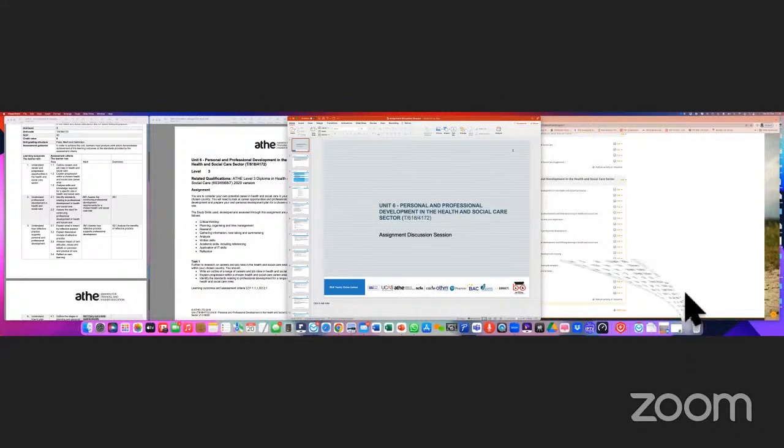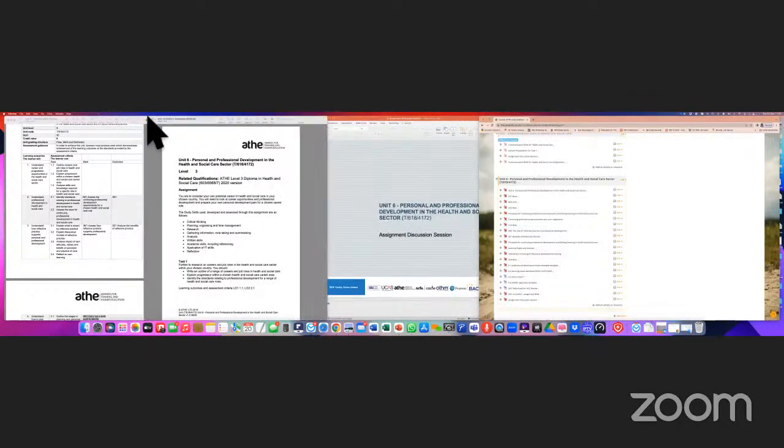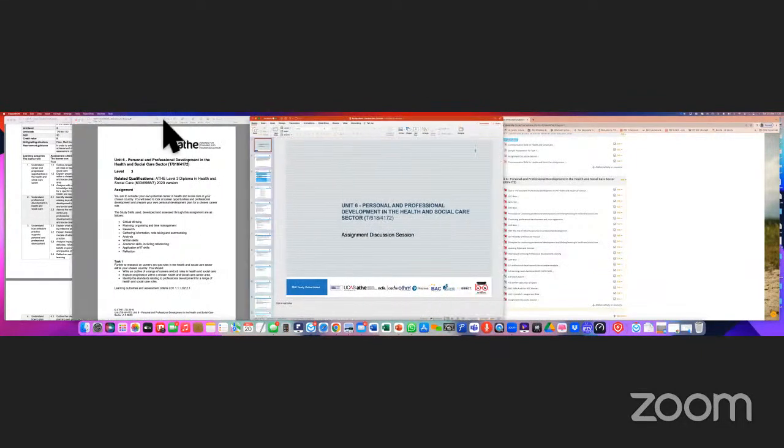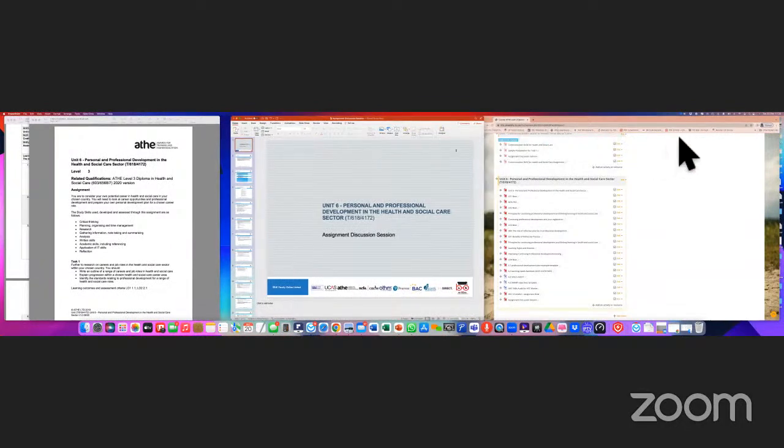So if I look at now just sharing this bit on the assignment presentation and the assignment brief, what we will do is do a bit of discussion on this, and I'll give you some tips and tricks in terms of how to go about completing this particular assignment for this unit. Now, over to the presentation.